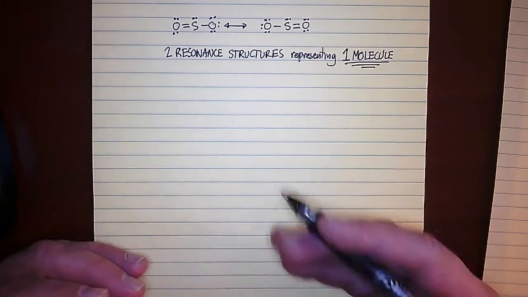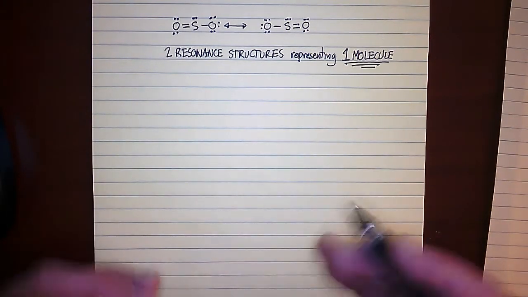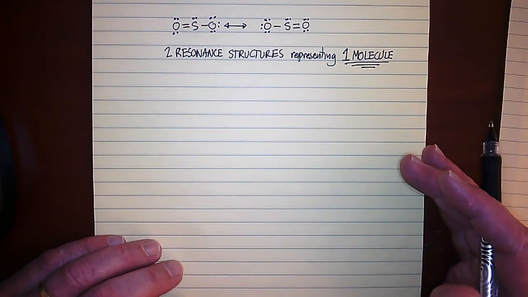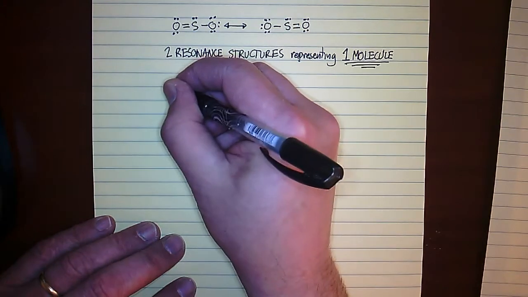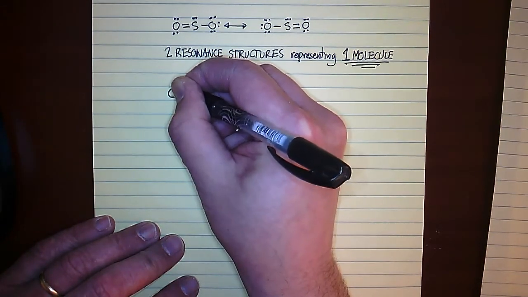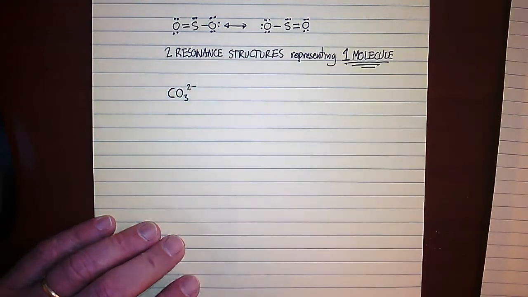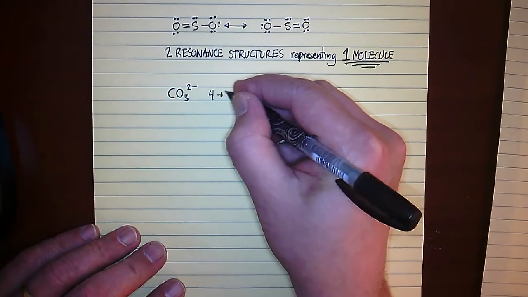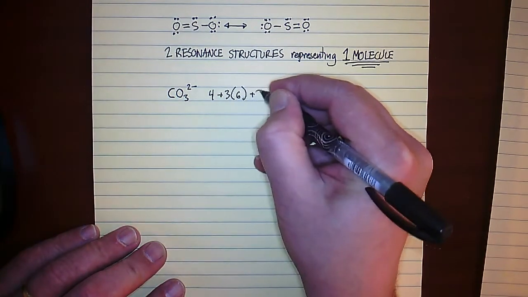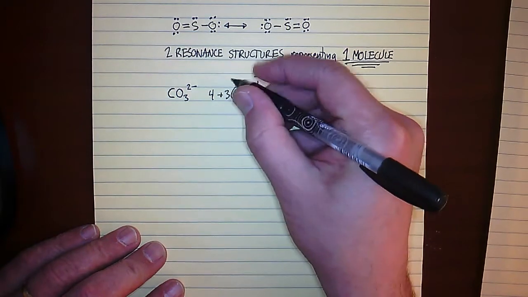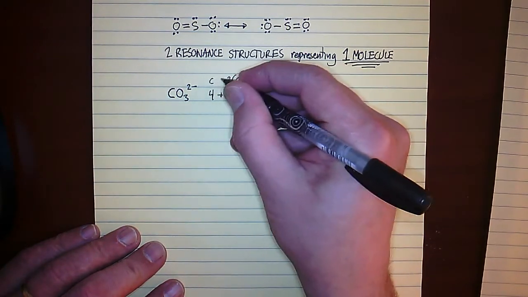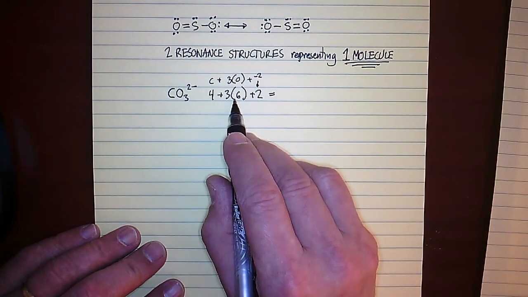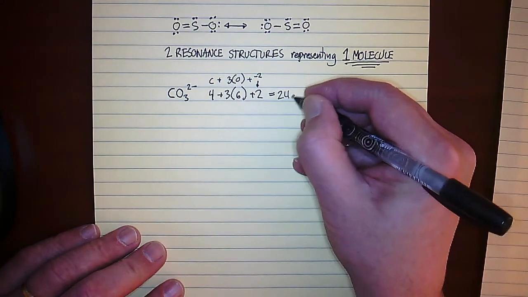So if you have multiple places to put an extra bond, right, that are all equivalent, we instead draw resonance structures. So let's practice this kind of quickly. In your notes, there is an ion, CO3 2 minus. Right? CO3 2 minus has, let's see, 4 plus 3 times 6 plus 2, right? The charge, -2, the 3 oxygens, and the carbon, right? For a total of 4 plus 18 is 22, plus 2 is 24 electrons.